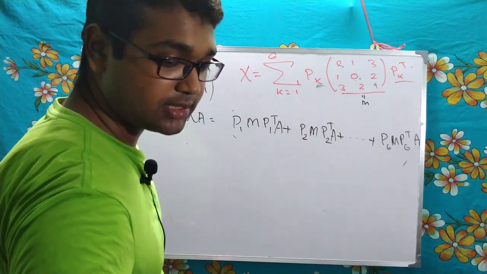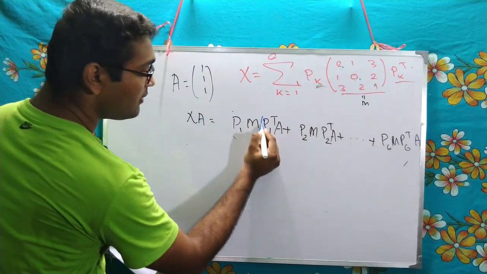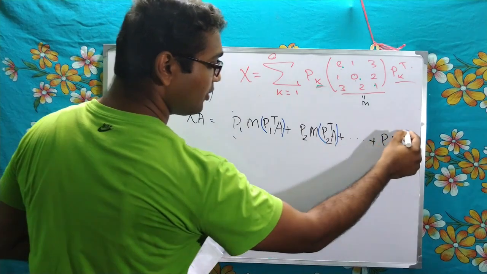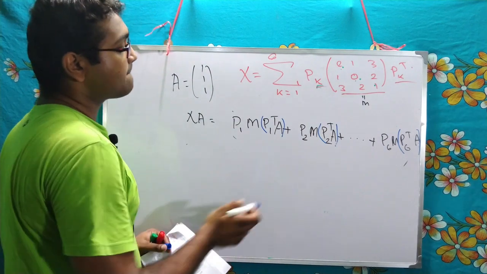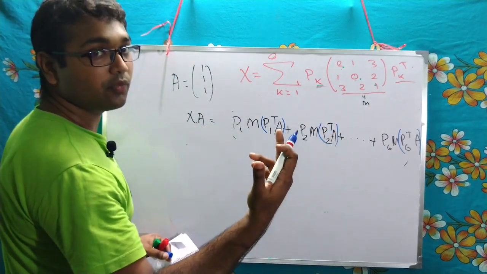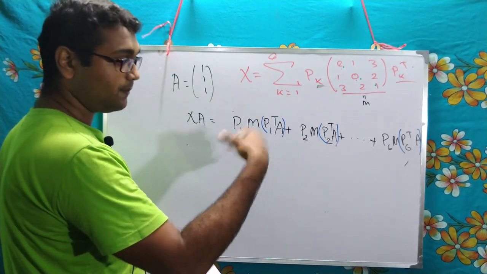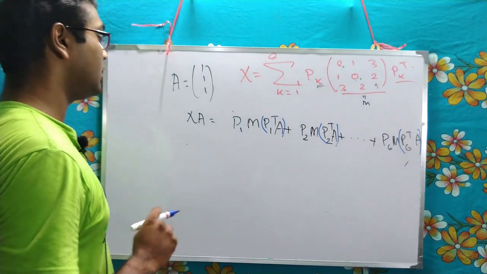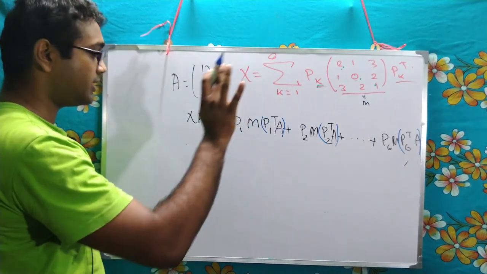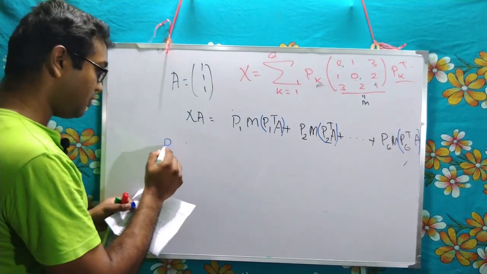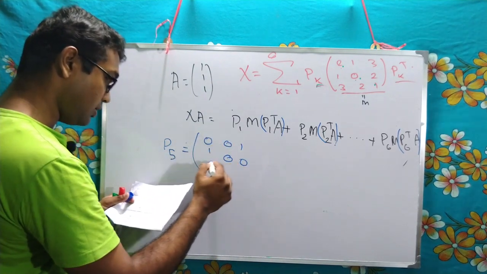Observe one thing carefully. Last time I took P4, now I'm taking P5. If I can calculate this term, half of my work will be done. Matrix multiplication is associative. That's why if I calculate this one first and then move to the other part, it will not change my result. X is what is given there. Now let me work with P5. P5 is 0, 0, 1, 1, 0, 0, 0, 1, 0.